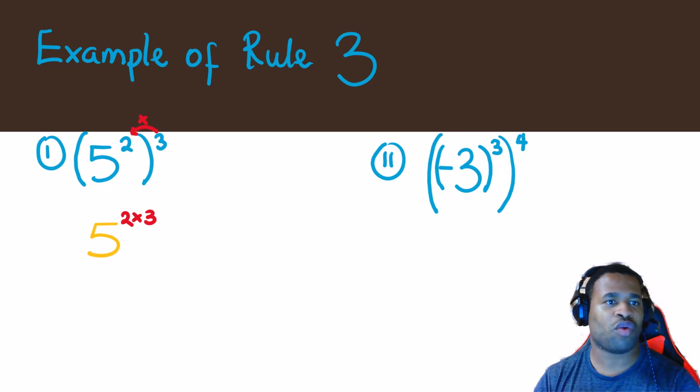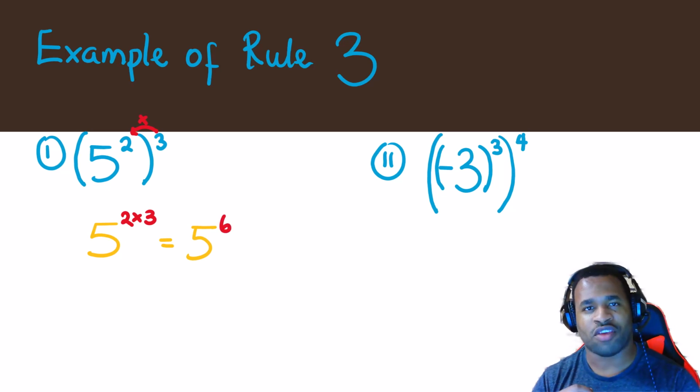What this results in is that we have our base, which is 5, and our exponents 2 times 3, which gives you 6. And so this here is our final answer, the simplified form for this question.